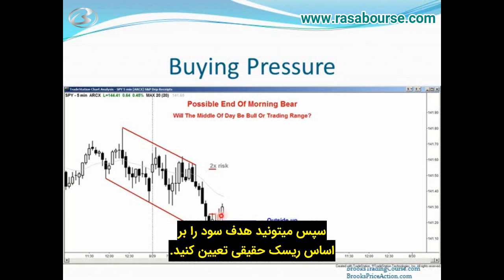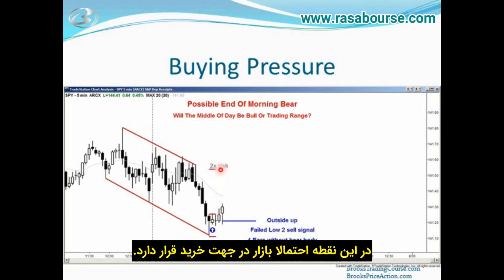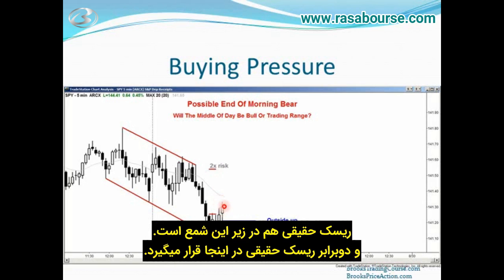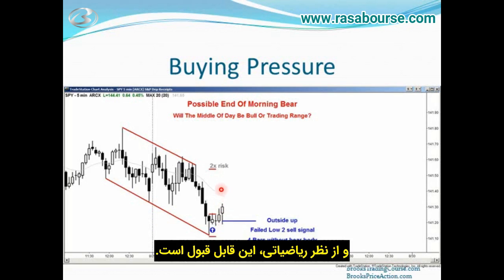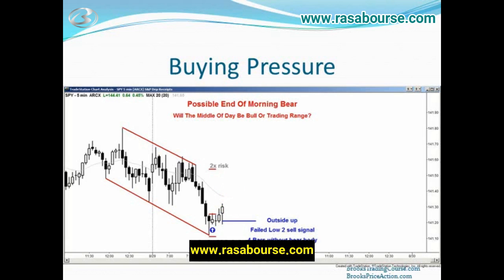You could adjust your target based upon actual risk. At this point you could say, well, we're probably always in long. My actual risk was below the low of this bar, so 2 times my actual risk would be somewhere around here. Mathematically, that is acceptable.